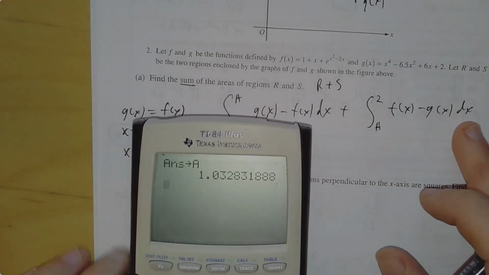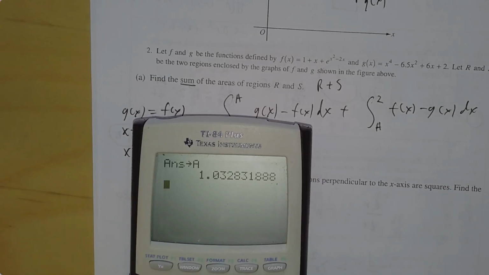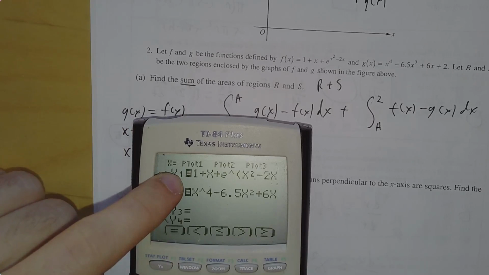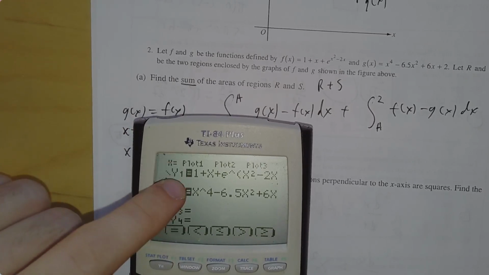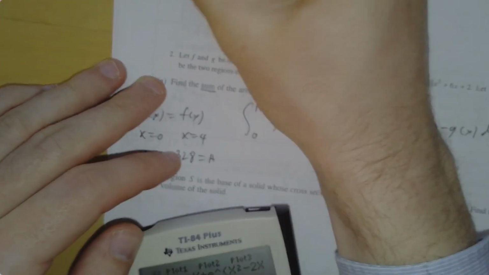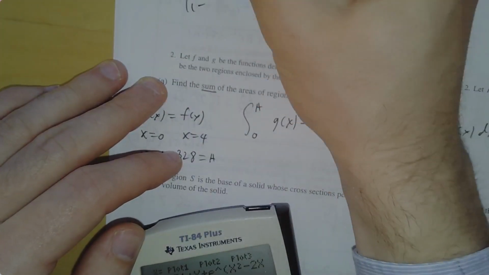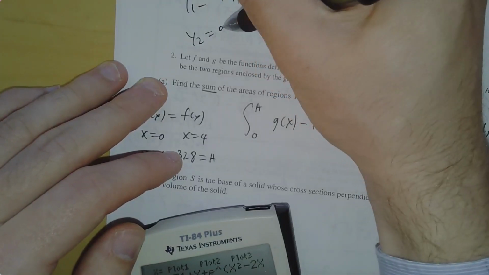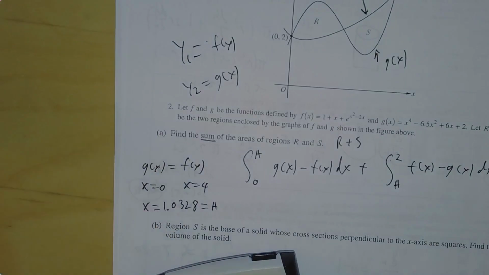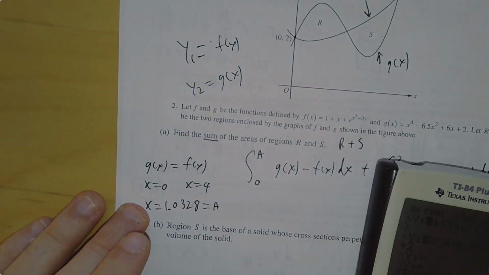And so now I'll do the integral, right? So it's going to be, make sure I know which one's which, this is not a mistake you want to make. So my f of x is y1. I'm going to put that up on here. Y1 is f of x, and then y2 is g of x, so I don't mess that up and put them in the wrong order when I'm going to integrate.